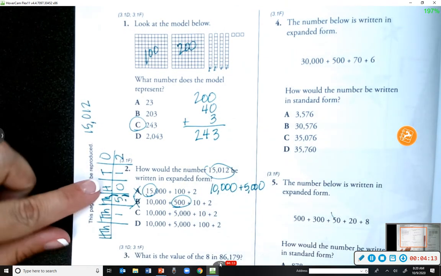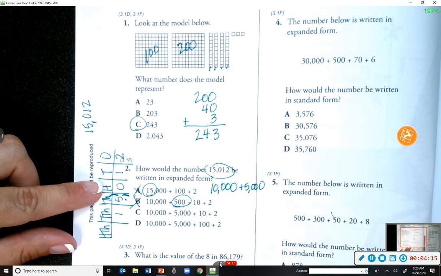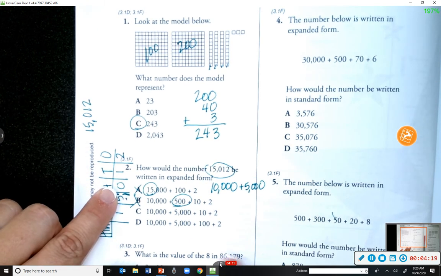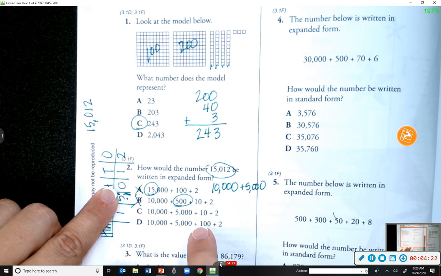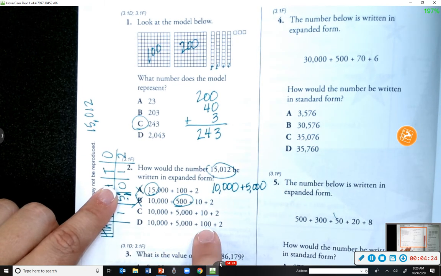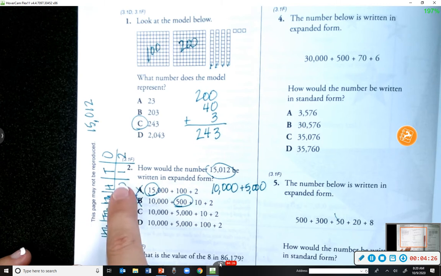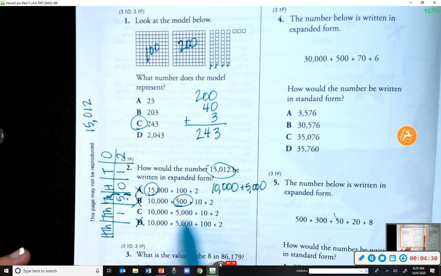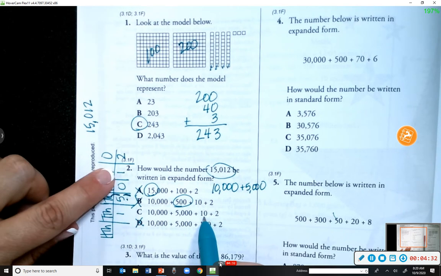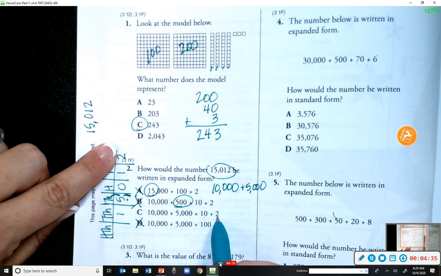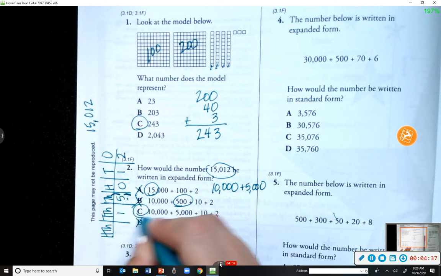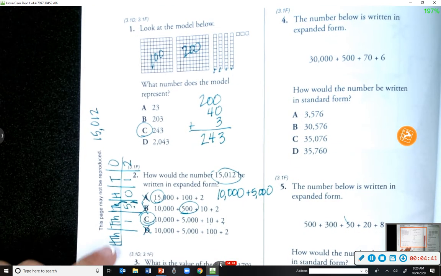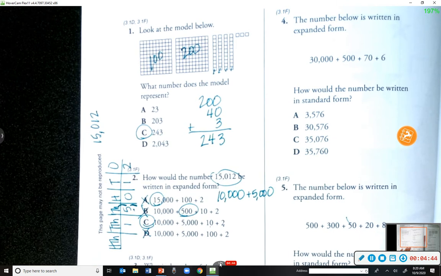Okay, now we go to the hundreds. Do I have any hundreds? No, 0 hundreds. D, yes. Kaylee says we can eliminate D because they put 100 and we have 0 in the hundreds place. So it has to be C. 10 for 1 10 and 2 for 2 ones. Okay? So you can use a place value chart to help you figure out the value.